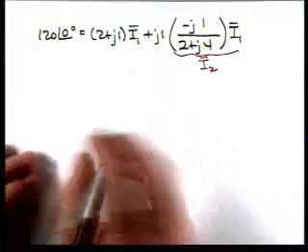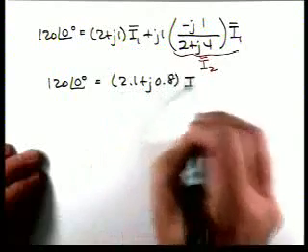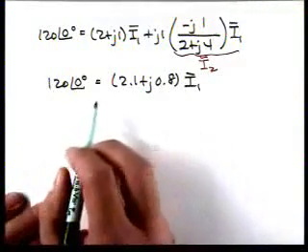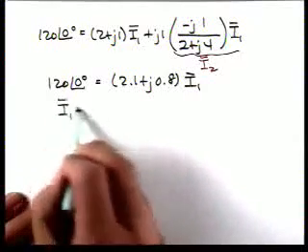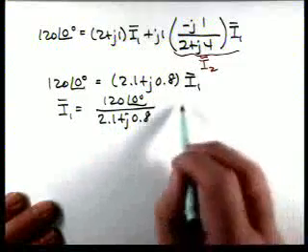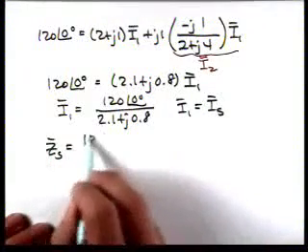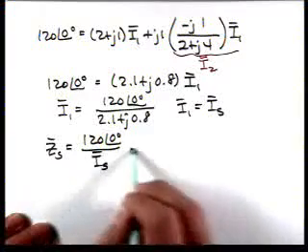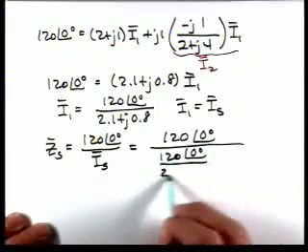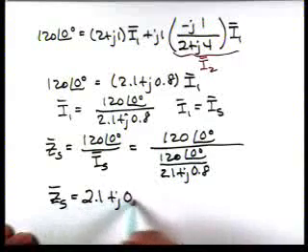So 120 at an angle of 0, and if we simplify that, this becomes 2.1 plus J.8 I1. So I1 then becomes 120 at an angle of 0 over 2.1 plus J.8. And if we remember, I1 is equal to IS, and we said ZS was 120 over IS. So we have 120 at an angle of 0 divided by 120 at an angle of 0 divided by 2.1 plus J.8. And that gives us that Z sub S is 2.1 plus J.8 ohms.